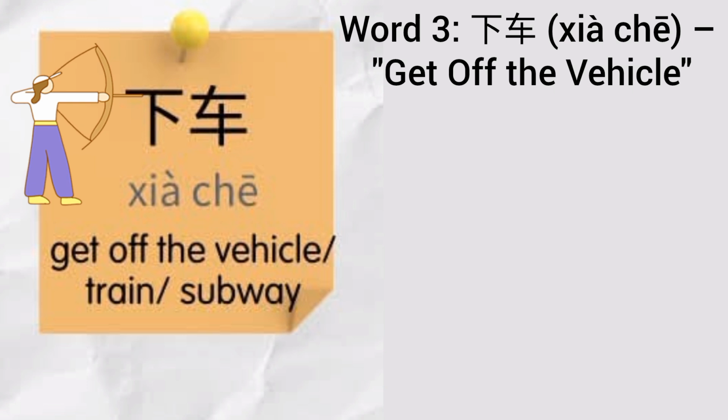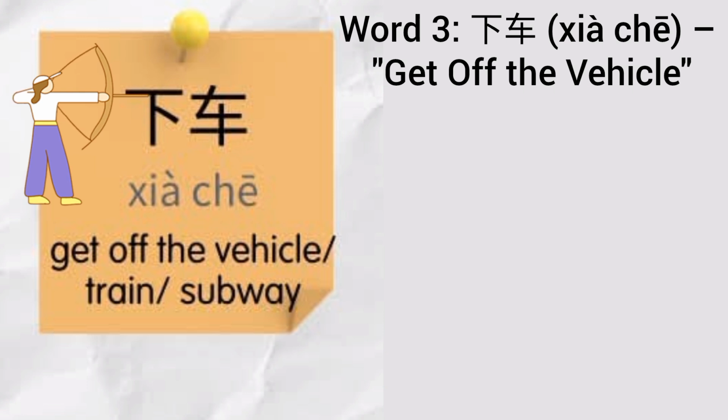Next vocabulary that we have is get off the vehicle, which in Chinese is pronounced 下车. Hope you find it easy and learn it soon. Let's explain it in detail. It has two characters, having different meaning, which are interesting and learnable.